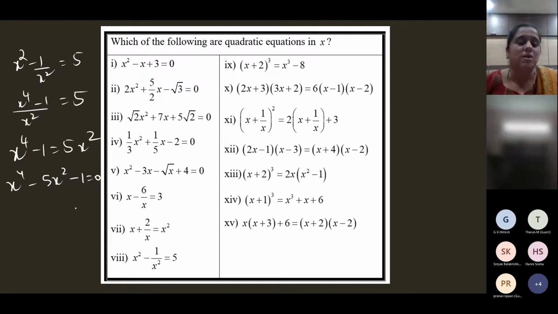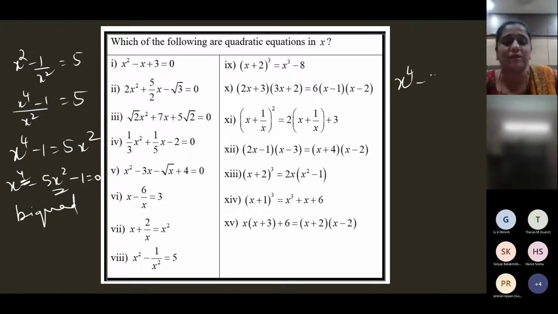So this one is a biquadratic equation. The highest power of x is 4. So it's biquadratic. It's not quadratic. The degree of this equation, or the degree of the polynomial x to the power 4 minus 5x square minus 1, is 4. So it's a biquadratic polynomial. When it's equated to 0, it is a biquadratic equation. It is not a quadratic equation. So that's what this is all about.